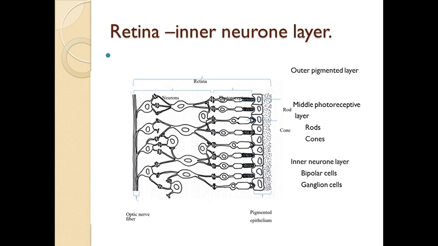When we consider the retina, this is the structure of a retina, and there are three layers of the retina: the outer pigmented layer, the middle photoreceptive layer, and the inner neuron layer. The middle photoreceptive layer has two types of photosensitive receptor cells. They are rods and cones. The inner neuron layer consists of two types of cells, bipolar cells and ganglion cells, and also we can find optic nerve fibers.